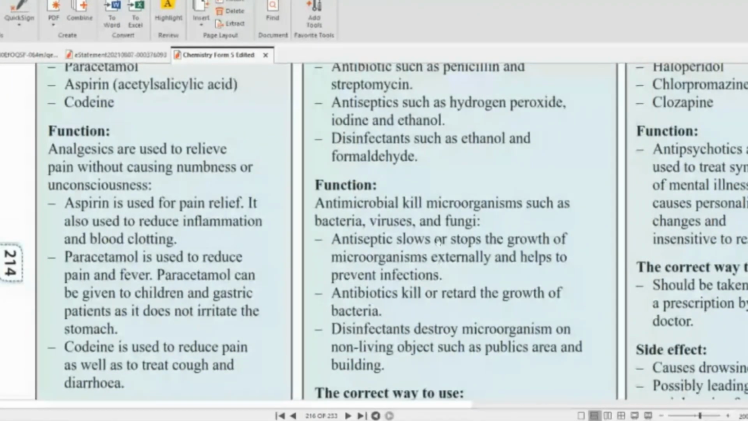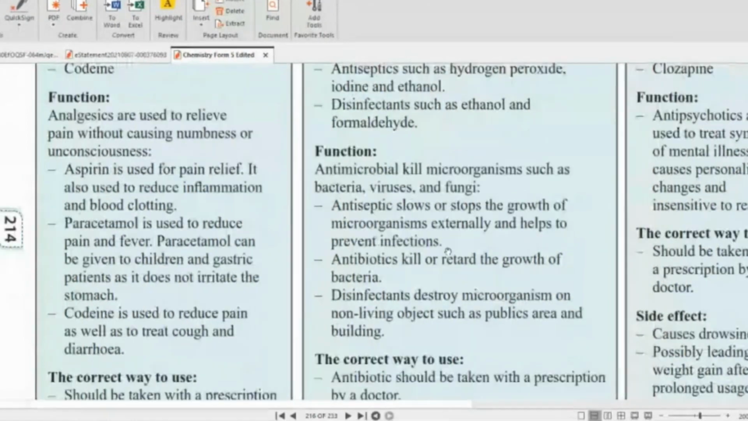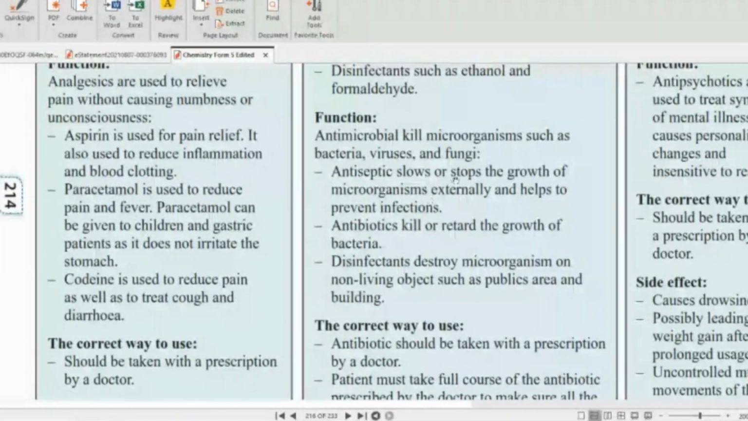The function is to kill microorganisms such as bacteria, viruses, and fungi. Antiseptics slow or stop the growth of microorganisms externally and help to prevent infections. I think the hand gels are under antiseptic actually. Wherever we go out, we will use the antiseptic hand gel, right? Antibiotics kill and retard the growth of bacteria.